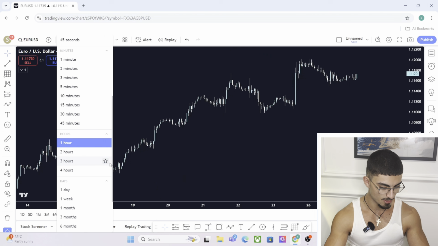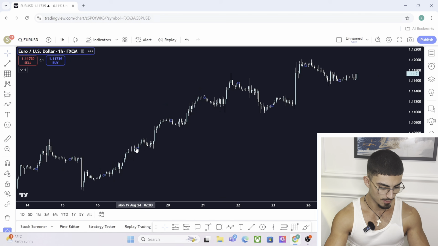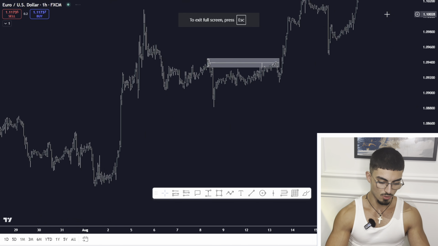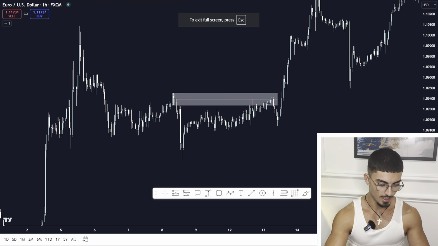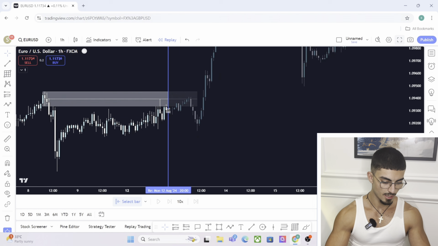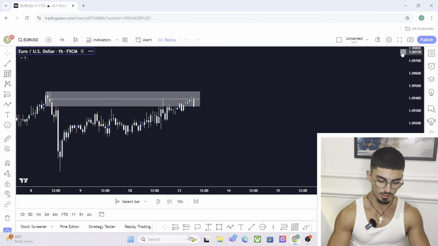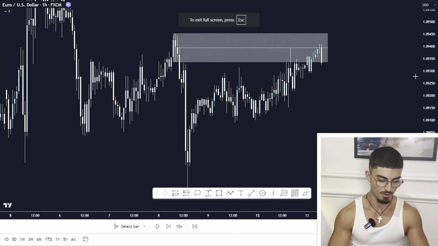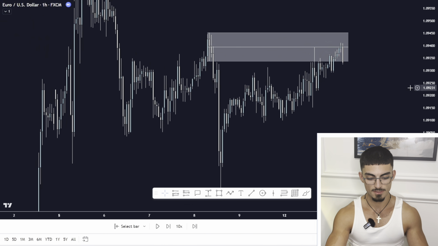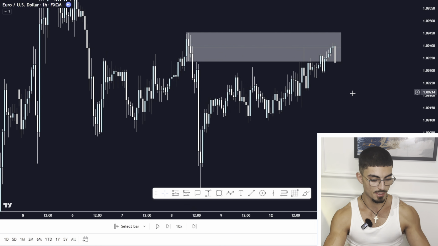This is going to be a supply zone on, I believe, the hourly as well. So yeah, here we go. This is an example of a supply zone on EURUSD. As you can see right here, I'm actually going to replay the charts for this one, and I want you guys to literally see how it reacts when it comes into these areas. So this is a supply zone. Now, why is this a supply zone? This is different to all of the other ones I've been speaking to you about.